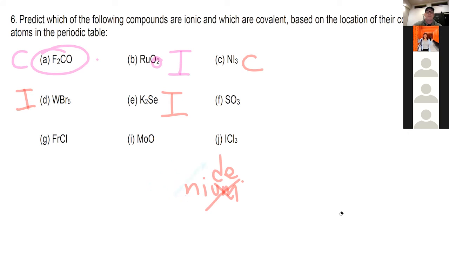Now, F. Ionic or covalent? Covalent. Yep. There's no metals, right? There's just sulfur and oxygen. They're about as non-metal as it gets. So what do we call that?